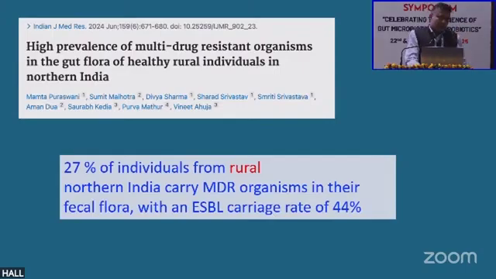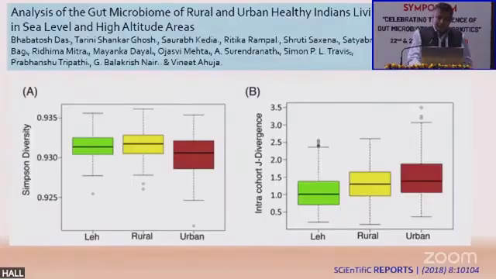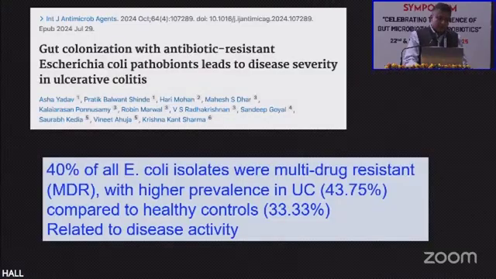So 27% of healthy rural people were carrying MDRO organisms. Whereas a study which we had done earlier, where we had looked at gut microbiome in people living in rural area, urban area, people living in Ladakh, considering that maybe they have a different kind of diet, it was seen that amongst these three healthy groups, the best microbiome was either in people living in rural area or people living in Ladakh. And here, in another study, we saw that people living in rural area had 27% carriage of MDRO.